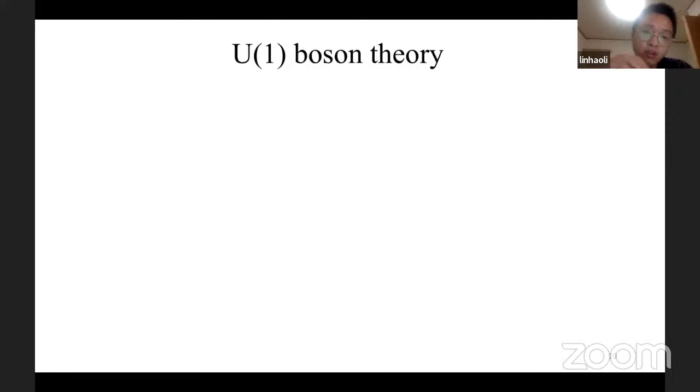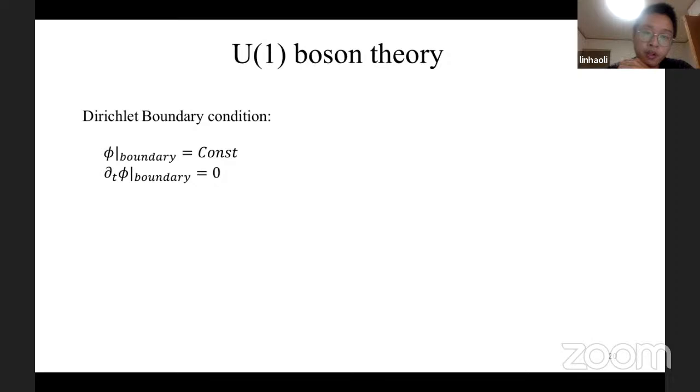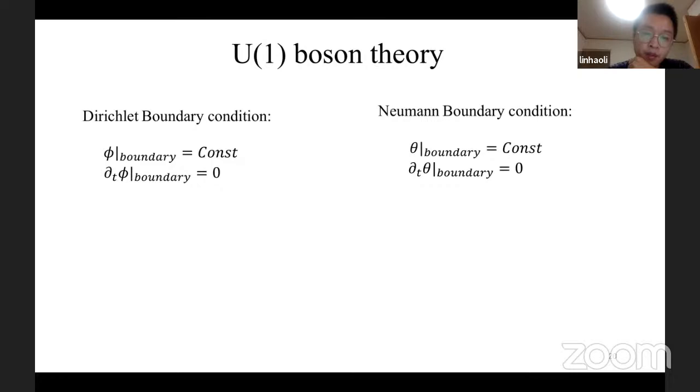So for this U(1) boson theory, there are only two conformal invariant boundary conditions. One is the Dirichlet boundary condition, where phi is a constant on the boundary, and the other is the Neumann boundary condition, where theta is a constant on the boundary. Since these two boundary conditions both break the Z2 and PSU(2) rotation symmetry, it is impossible to construct a symmetric boundary state and boundary condition. Therefore, this result agrees with the LSM theorem.